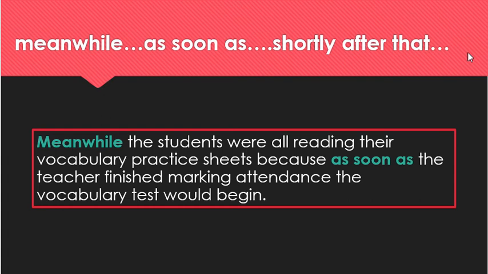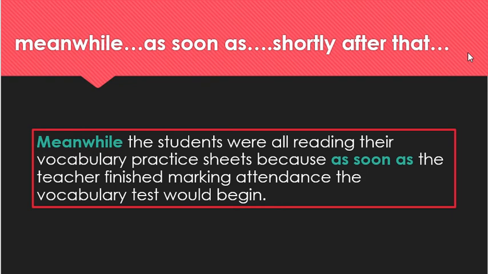Meanwhile, as soon as, shortly after that. For example, our sentence tells us, meanwhile, the students were all reading their vocabulary practice sheets because as soon as the teacher finished marking attendance, the vocabulary test would begin. Think about it and talk with your family about why you wouldn't use a word like last. Would last make sense in that sentence? Would you know what happened before that?